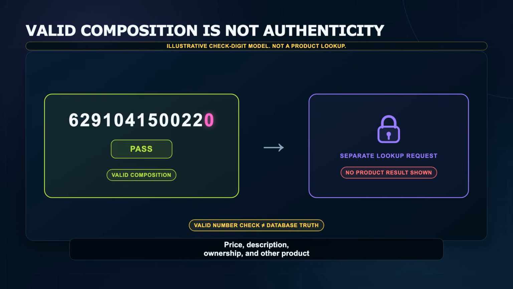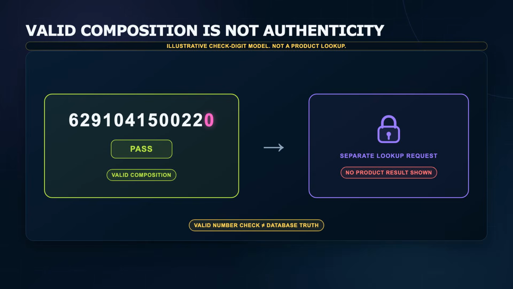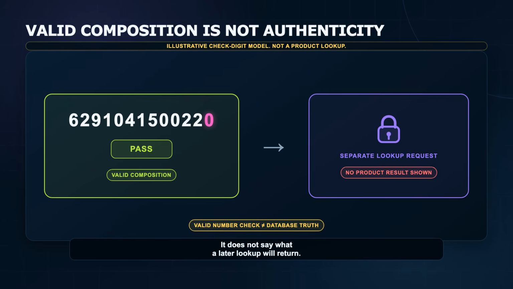Price, description, ownership, and other product information are not hiding inside that final digit. Those belong to separate records and systems. A passing check only says that this number satisfies its arithmetic relationship. It does not say what a later lookup will return.